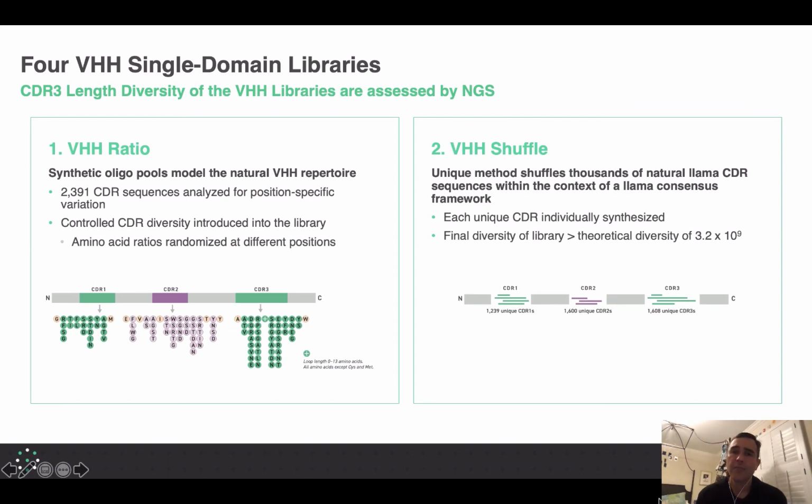The second library is what we call our VHH shuffle library. Again, on a consensus llama framework, but rather than make ratios of oligos that encode what potentially could be seen in this diversity set, we just use the exact CDRs directly from the 3,000 VHHs in the database and shuffle them in different contexts to give us antibodies that have unique specificities to human targets.